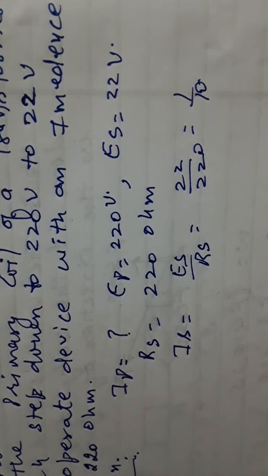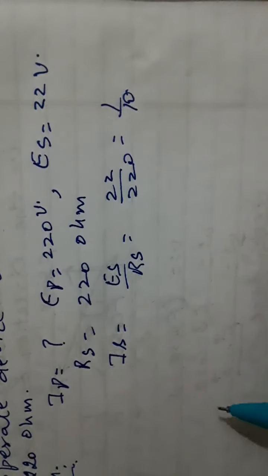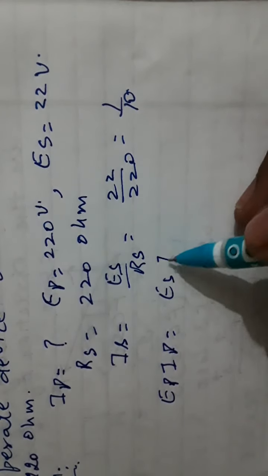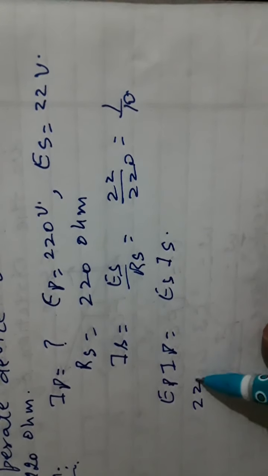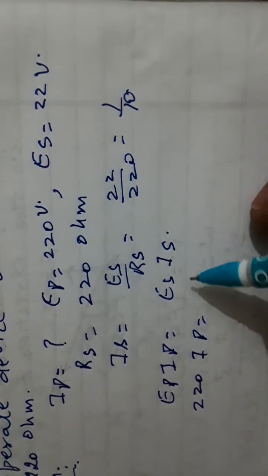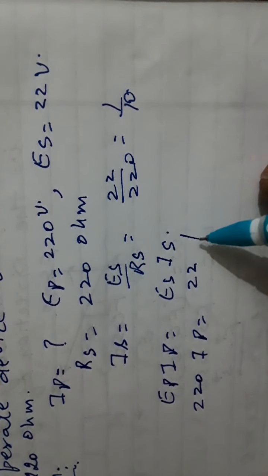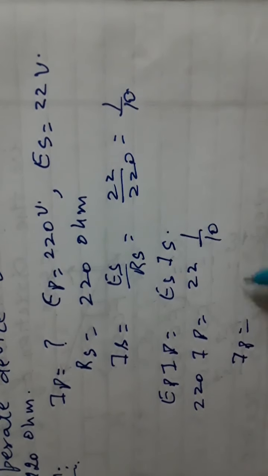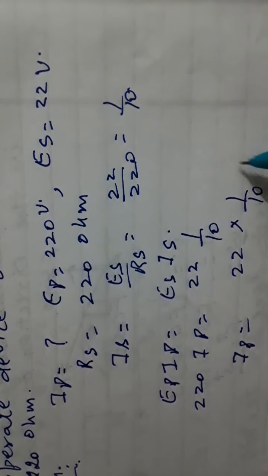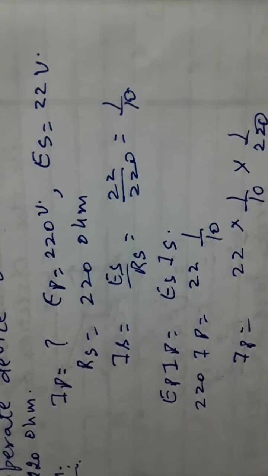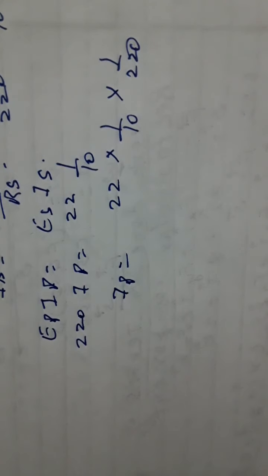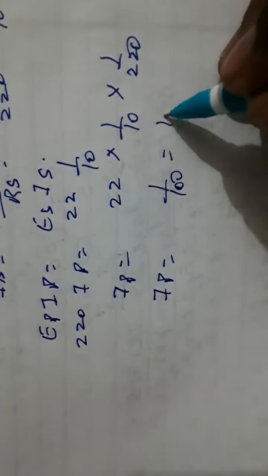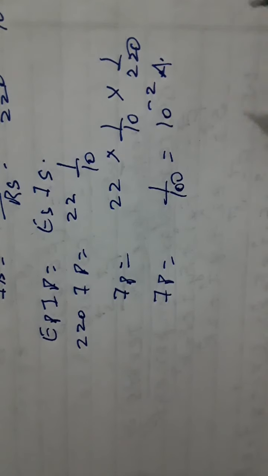Now using the relation EP into IP is equal to Es into Is. EP is given 220, IP we have to find, Es is given 22 volt, Is we have found 1 by 10. So we get 22 into 1 by 10 into 1 by 220. So we get the value of IP, that is 1 by 100, that is 10 power minus 2 ampere. This is the required answer.